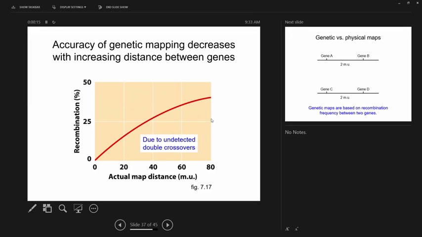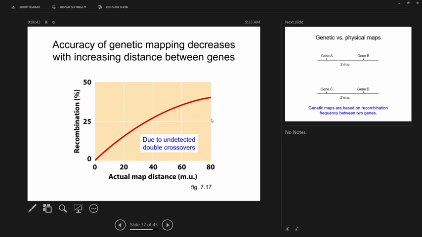When genetics first started out, before the structure of DNA was even known, Watson and Crick didn't publish that until 1953. People were already making the genetic maps that we talked about so far, and they are all based on recombination frequency, so the frequency of recombination between two genes.